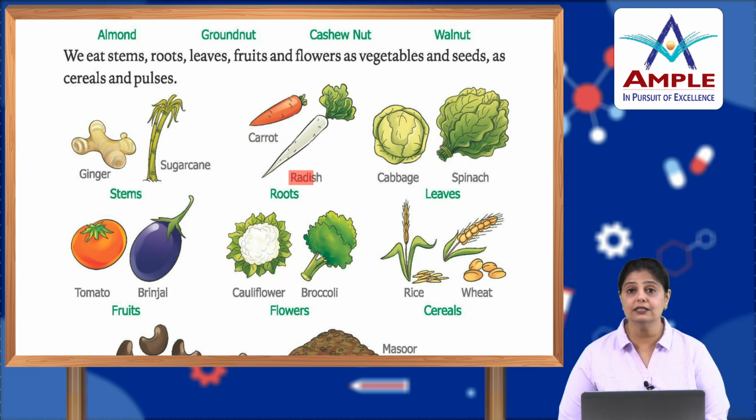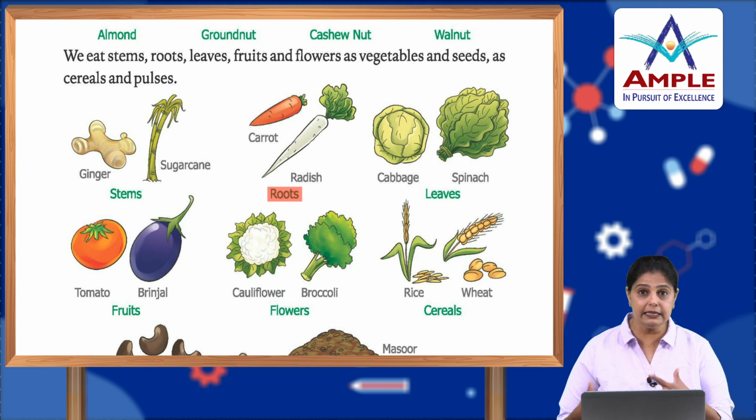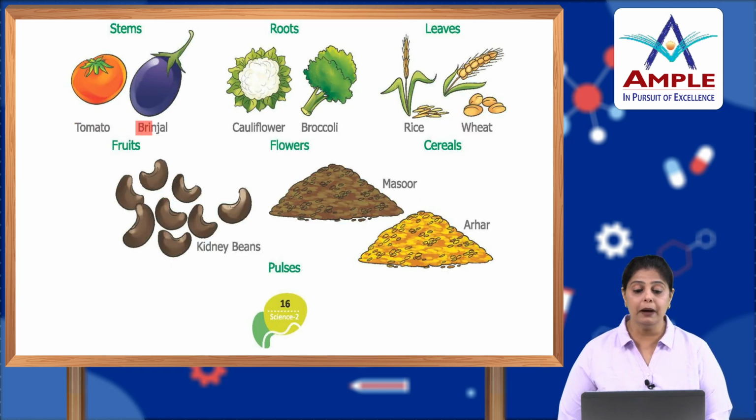Carrot, radish, what are they? They are the roots. They are under the ground. They are extracted from under the ground, then cleaned and washed, and that's when they come to us and we eat that. That is the root of the plant. Cabbage, spinach, they are the leaves. We eat the leaves of cabbage or spinach. Tomato, brinjal, they are actually fruits, but we eat them as vegetables. Cauliflower, broccoli, they are the flowers.